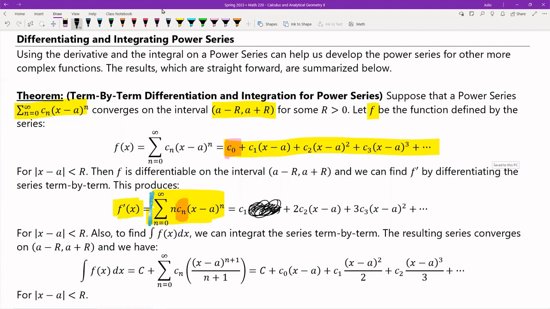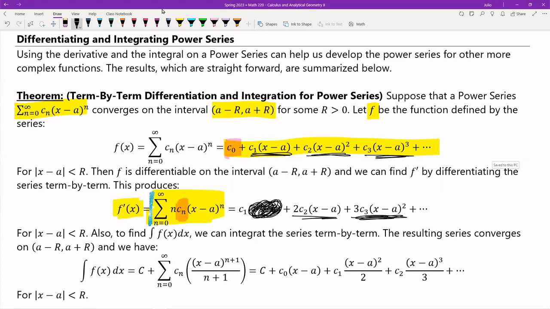Aha. So it's supposed to be C1 plus 2C2 times x minus a, plus 3C3 times x minus a squared. You guys see that? So if you take the derivative of this, you should get C1. If you take the derivative of this, it should be this thing. Derivative of this should be this thing. So on and so forth.